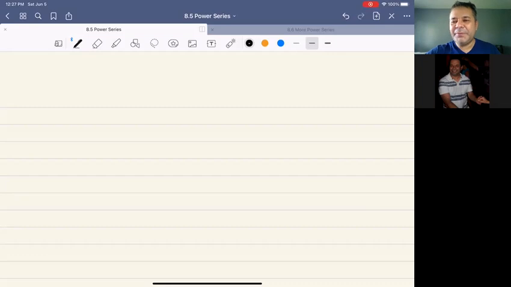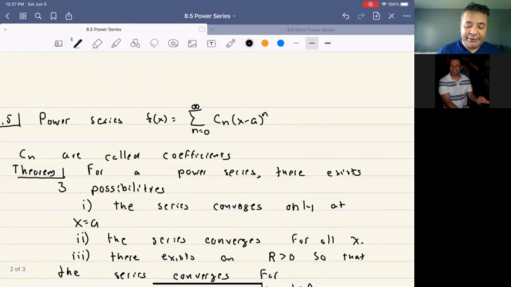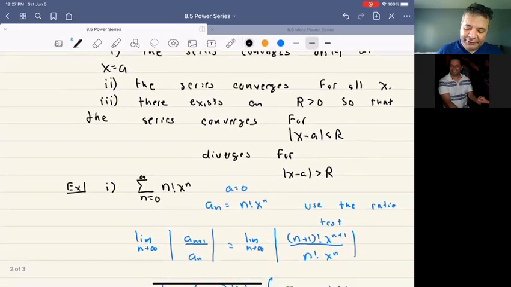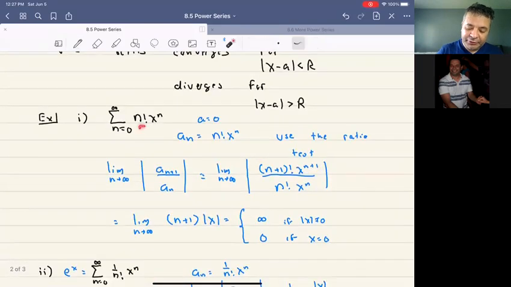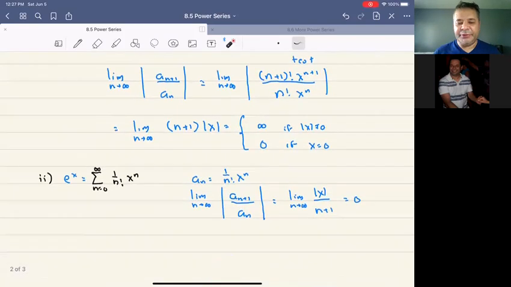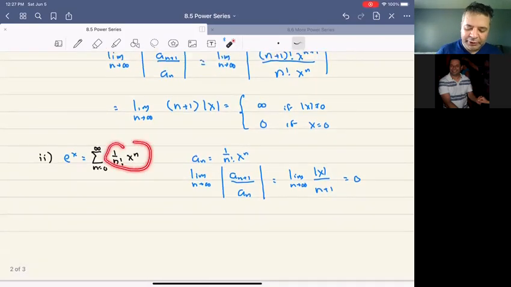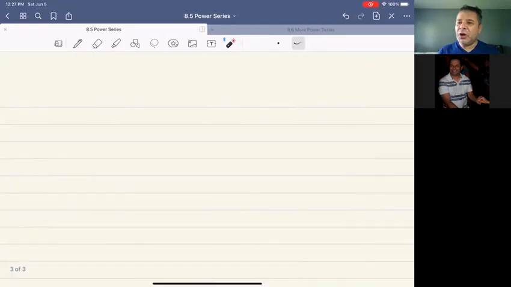Okay, welcome back. So we just looked at series. We looked at n factorial x to the n, and that did not converge anywhere except at x equals 0. We looked at 1 over n factorial x to the n, and that converged everywhere. Let's go in between.